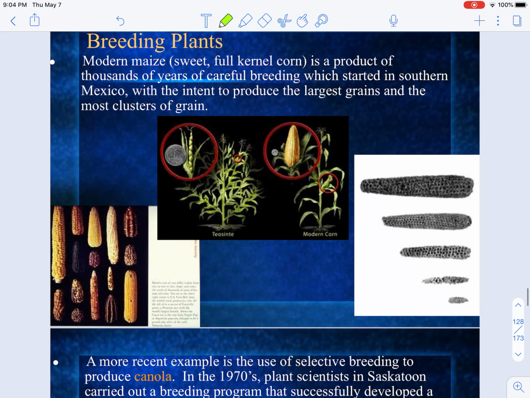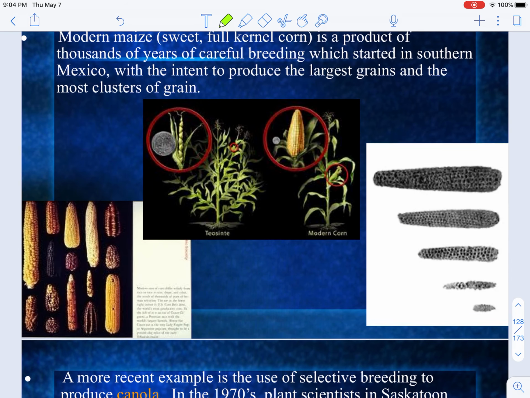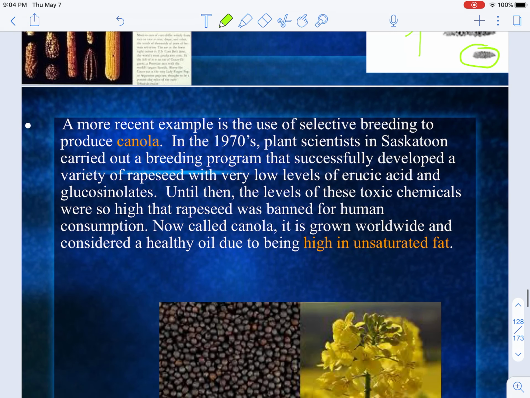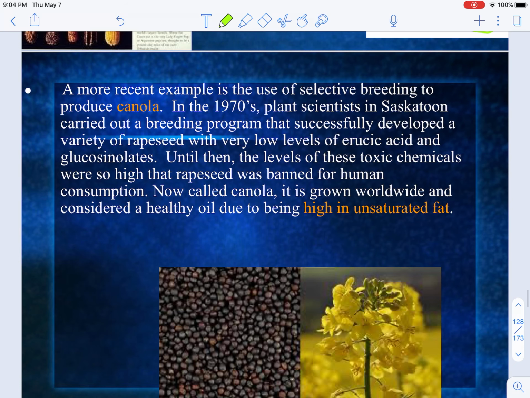And you can see what happened with the ancient corn and how it was actually started out like this little guy, and they kept breeding for longer ears of corn with bigger kernels, and we went from basically having corn that looked like this to what we have now, full ears of corn. So it's an interesting example of selective breeding.